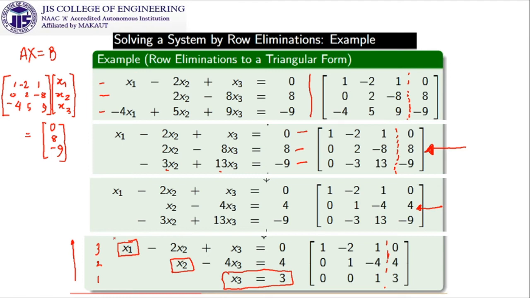But how are we relating it with the rank, that is, the consistency? Look at this, it is now in echelon form, the whole matrix. So if you just consider C, then what will be the rank of C? The number of non-zero rows in this echelon form. What is that? It is 3. Very good.